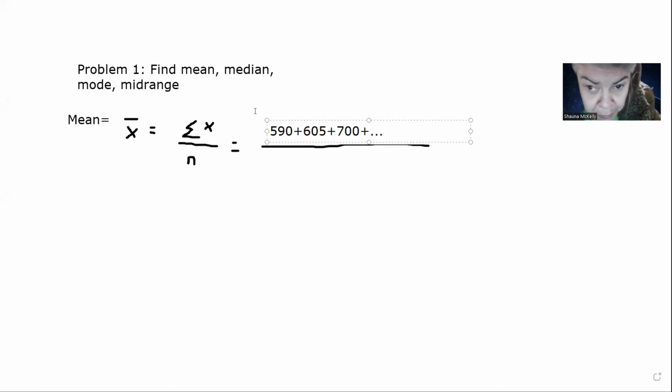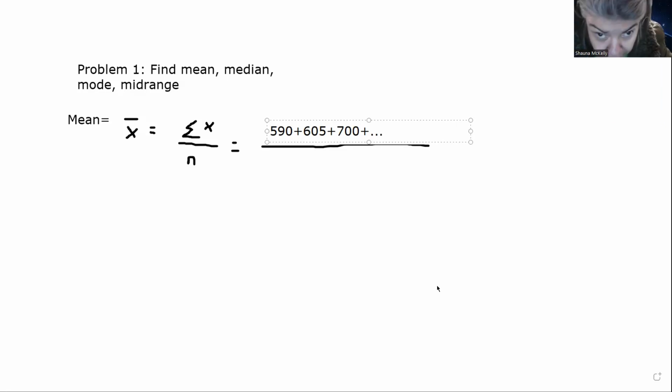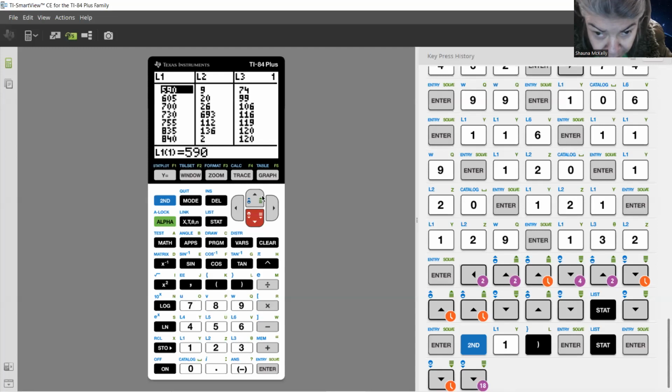Then what you can do is you can pick up the last data, 605, 700. So now you can pick up the last data value here. Remember, to get to the bottom of your list, you can go up arrow to L1 here, and then you can down arrow, and that will give you the last number in your list, which is 1595.